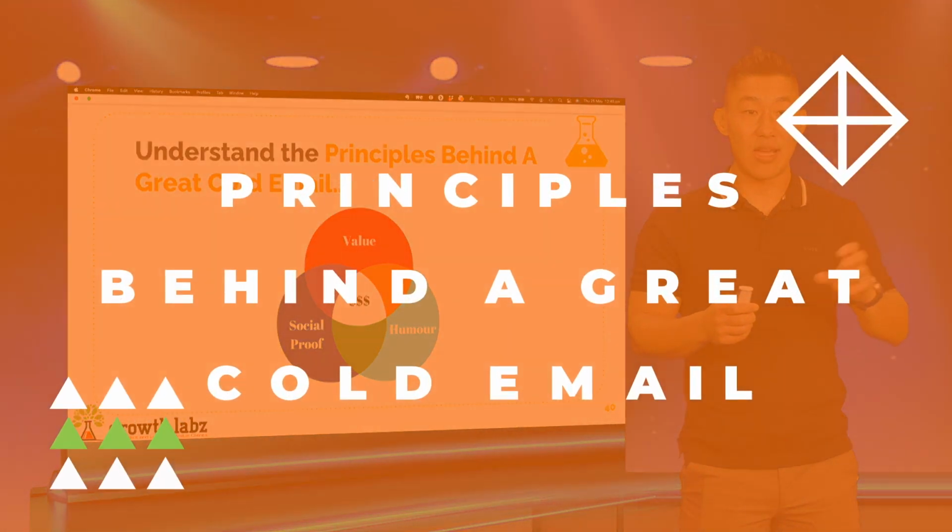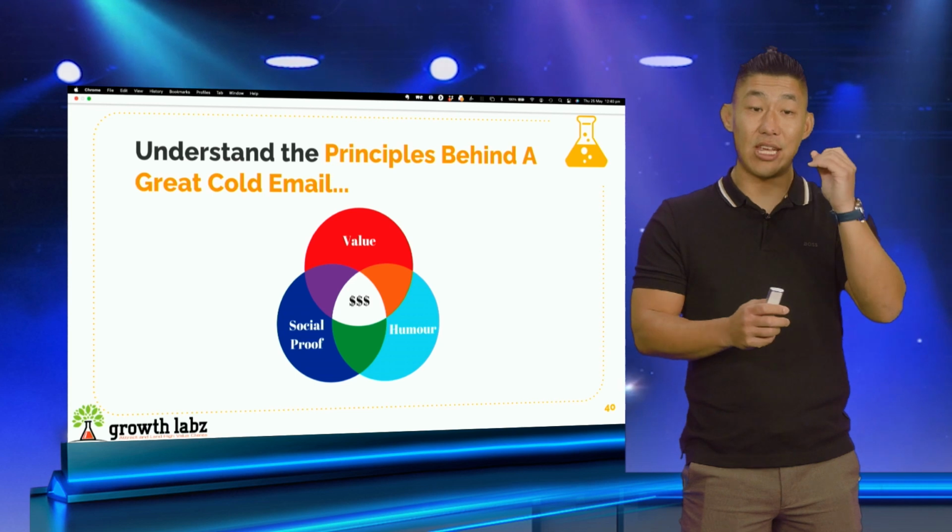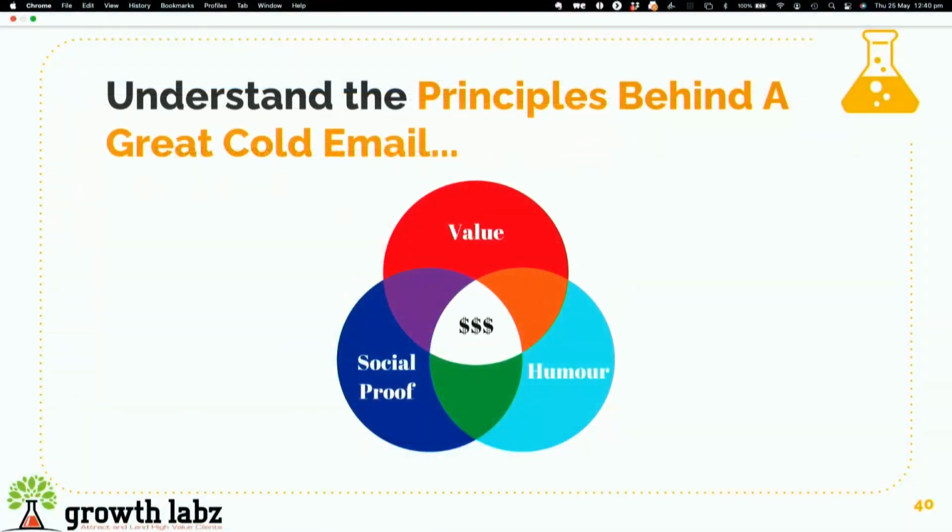Now, this is my Venn diagram, right? In terms of what I think about. So if you can have an email that hits all 3 points, chances are it's going to be a pretty good email.